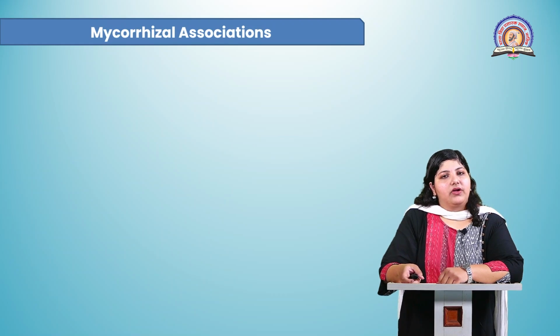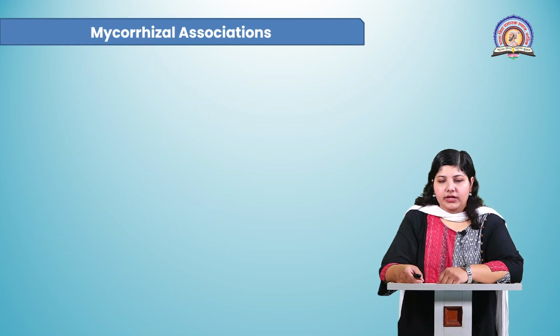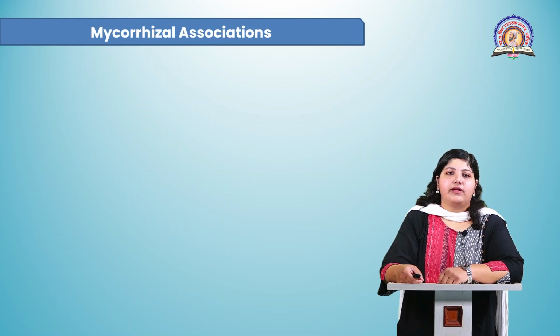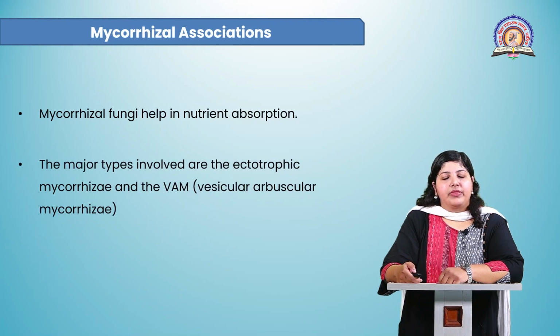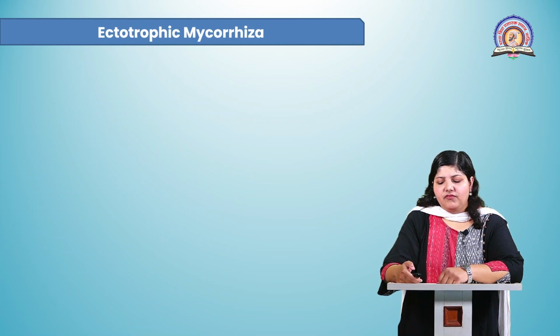Next factor is mycorrhizal association. Mycorrhizal associations are formed between a fungal member and roots of higher plants. These mycorrhizal associations also help in nutrient absorption. There are different classes of mycorrhiza, but the two main mycorrhiza involved in nutrient absorption are the ectotrophic mycorrhiza and the VAM, that is vesicular arbuscular mycorrhiza. Firstly, we will see the ectotrophic mycorrhiza.